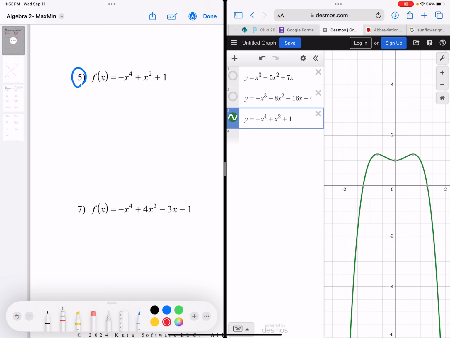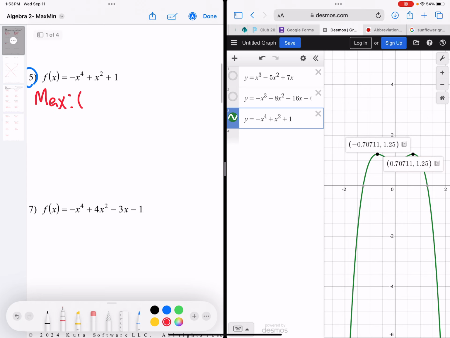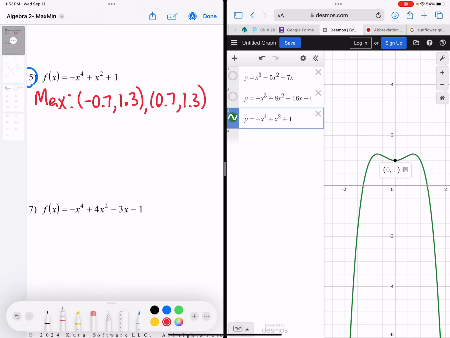If you look here, there's 3 dots that pop up. There are 2 maximums on this one. One of them is negative 0.7, comma 1.3. And the other one is positive 0.7, comma 1.3. So those are my maximums. I'm going to toggle those off and then toggle on my minimum. So my minimum is 0, 1.